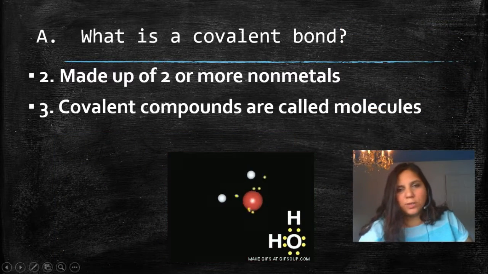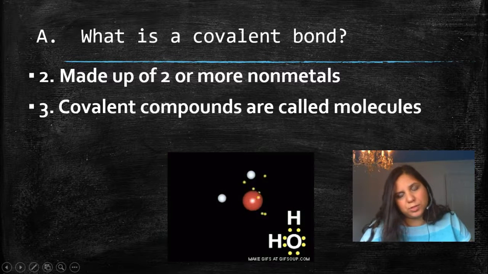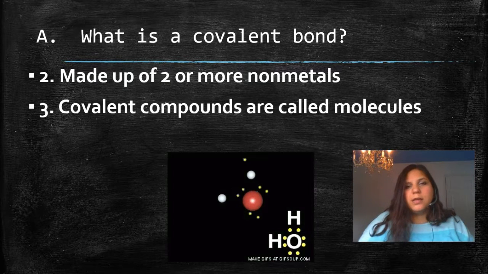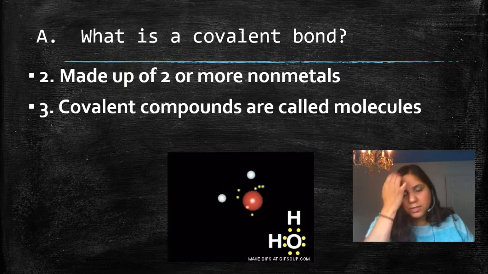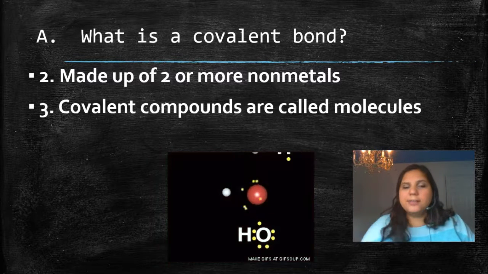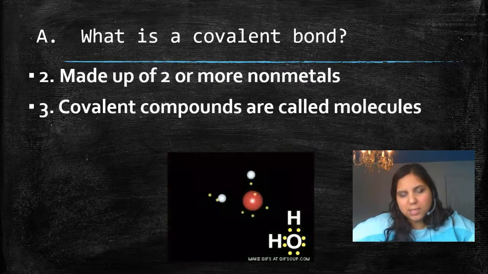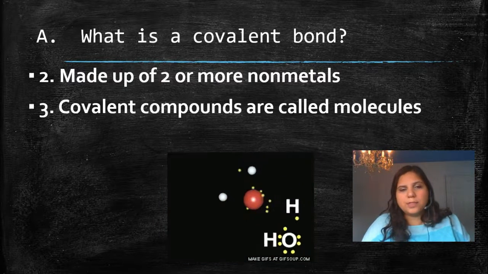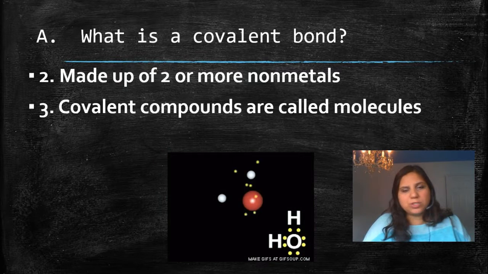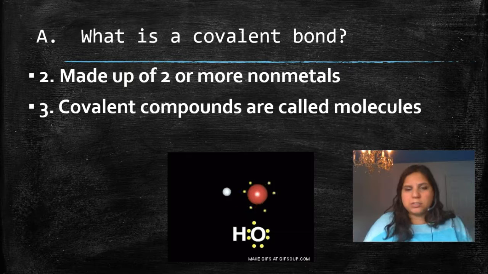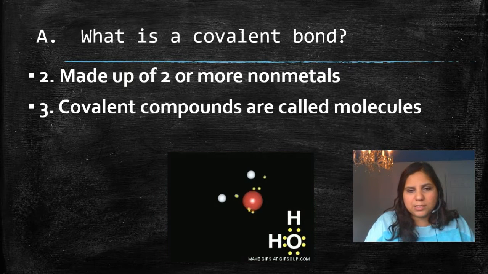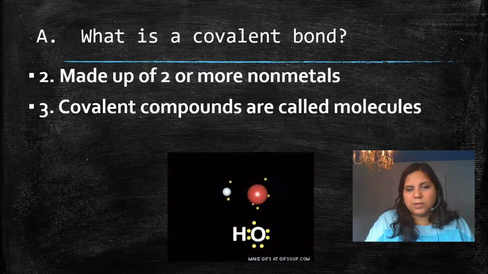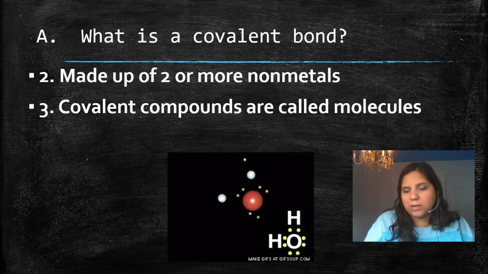Okay, you need to know that covalent compounds are made up of 2 or more nonmetals. So it's nonmetal plus nonmetal or more. They're also called molecules. And so what you have here is a picture of hydrogen and oxygen forming water. The electrons in their valence shell, those are the only ones that are being shown here. The electrons in the valence shell are being shared throughout the hydrogen and the oxygen. Hydrogen comes in there with 1, and oxygen comes in there with 6 valence electrons. So it requires 2 hydrogen for every 1 oxygen.